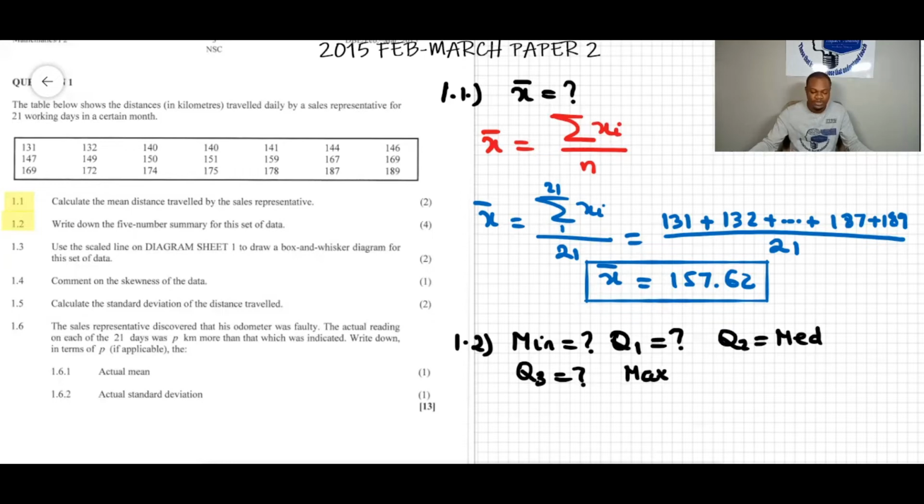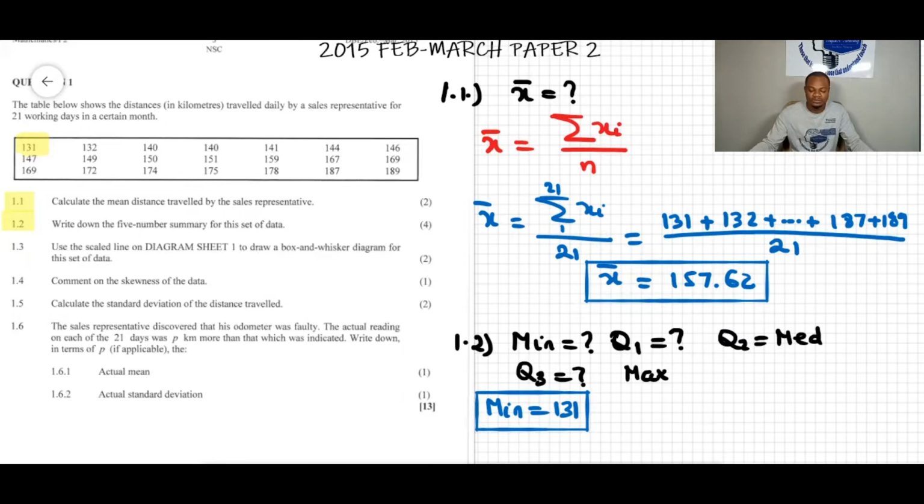Now from the question, you can see the minimum is the smallest number here. Luckily in this raw data, it was already sorted in ascending order for us. In case they're not in ascending order, we are obliged to put them in ascending order to determine the minimum, the maximum, and the first, second, third quartile. So in this question, the minimum will be equal to 131. That's the minimum.